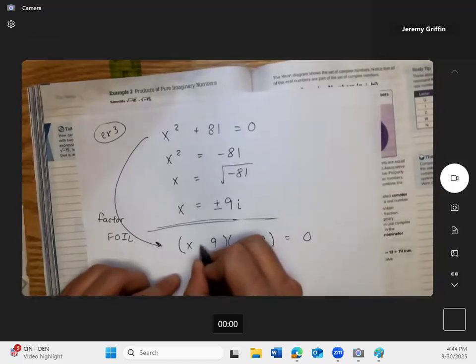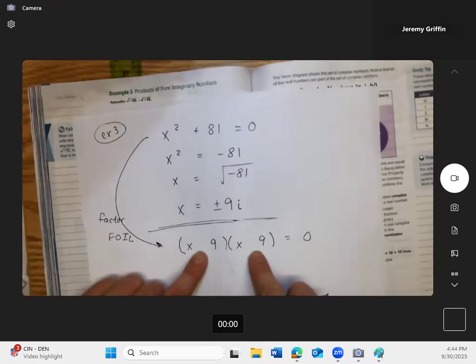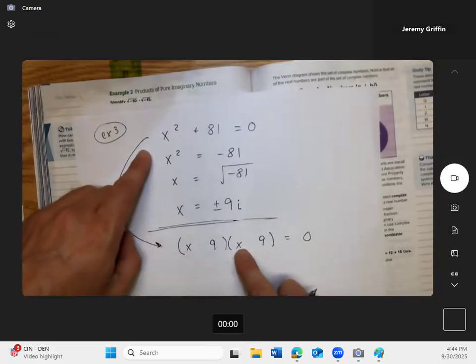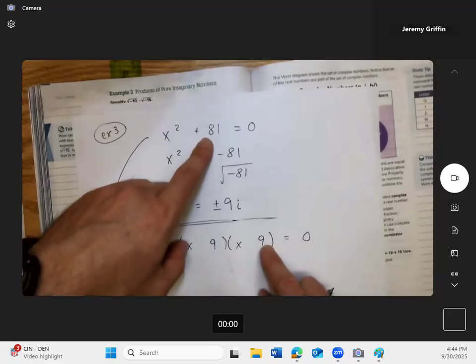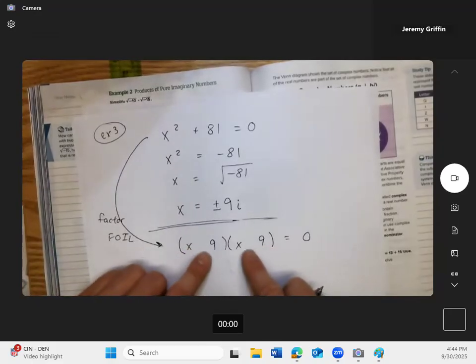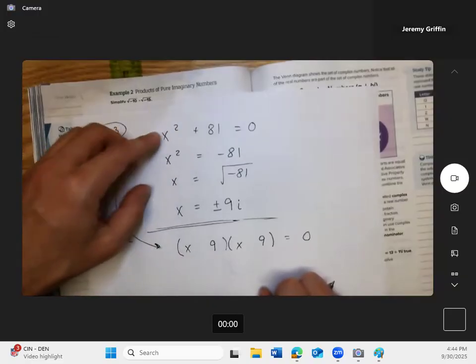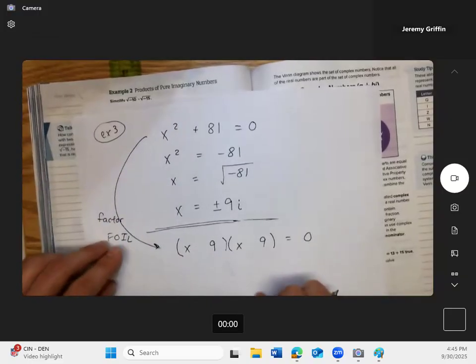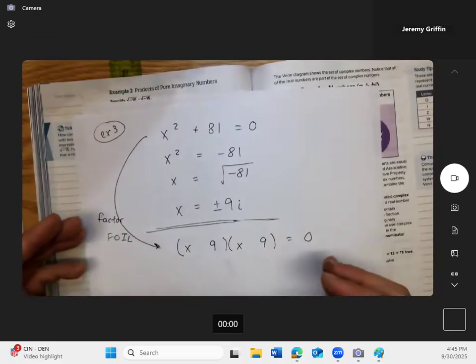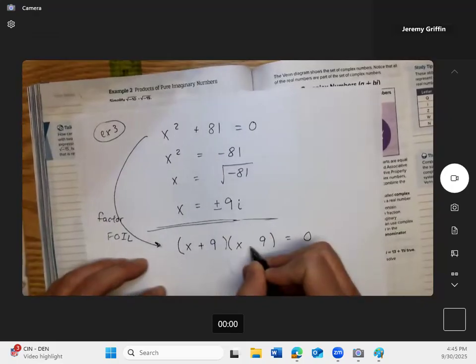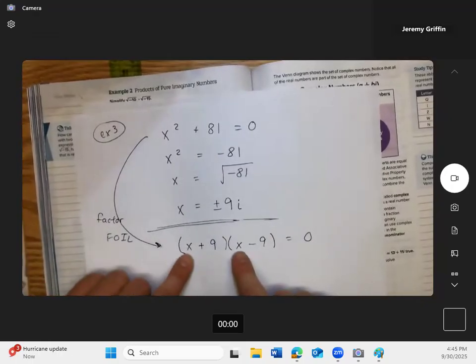If you do plus 9, you get the x squared, that's good. You get the 81 for the last terms, that's good. But the inside-outside terms would be 9x plus 9x, which gives you an 18x. I don't see anything about an 18x for that outside-inside, so it couldn't be plus 9 plus 9. That wouldn't work. But maybe it's plus 9 minus 9. Try that. Maybe FOIL that to check your answer.